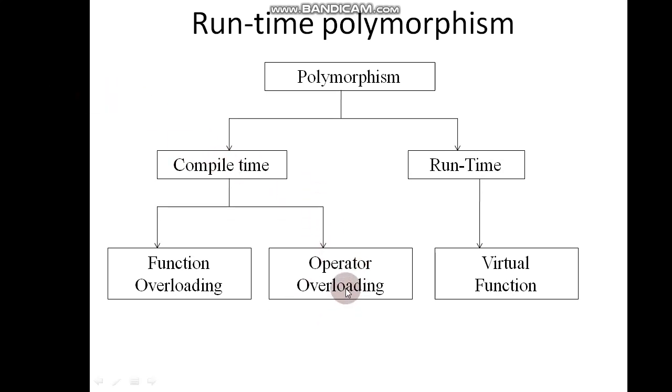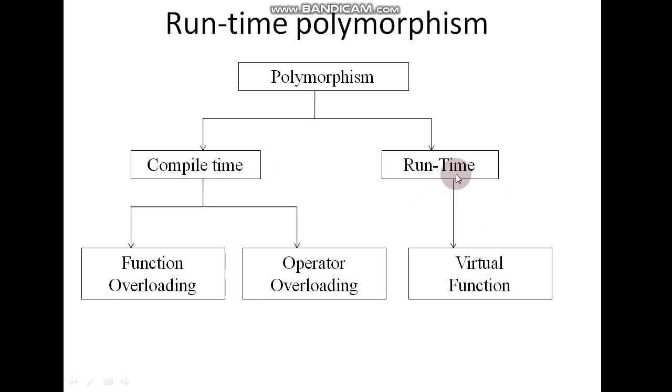Operator overloading. If an operator is performed on basic types, the compiler can directly perform the operation. But if it is done on objects of a user defined data type, we have to provide a new meaning, which is done using operator overloading. If we do not define a new meaning for the operator, then the compiler gives us an error. So these two types of polymorphism are resolved at compile time.